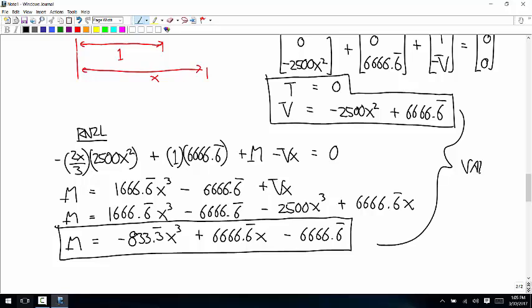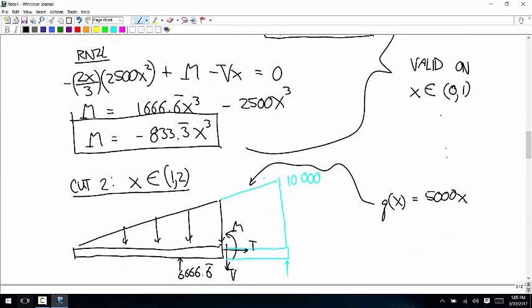Okay, so this is valid on the interval from 1 to 2. We can do those derivative checks. dM/dx is negative 2500x squared plus 6666 point Twix repeating. And that's equal to V. And then dV/dx is negative 5000x. Negative dV/dx is positive 5000x. And that's q. So those derivative checks work.